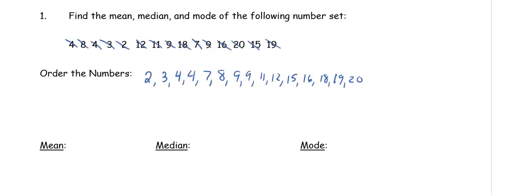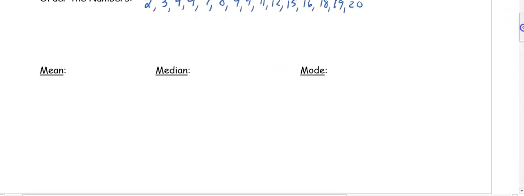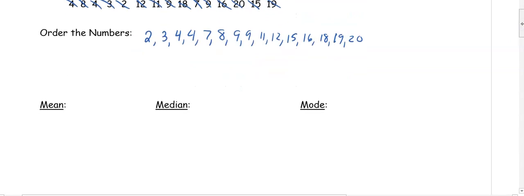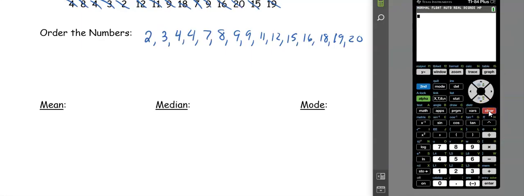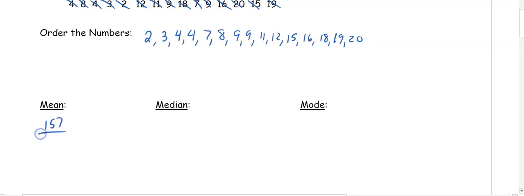So now that I have all of my numbers listed, I can do my mean, median, and mode. So to get the mean, we want to add up all of those numbers and then divide by how many numbers there are. So when we go to our calculator, together, so 2 plus 3 plus 4 plus 4 plus 7 plus 8 plus 9 plus 9 plus 11 plus 12 plus 15 plus 16 plus 18 plus 19 plus 20. So when I add those all together, I get 157. And we are going to divide by how many numbers we have.